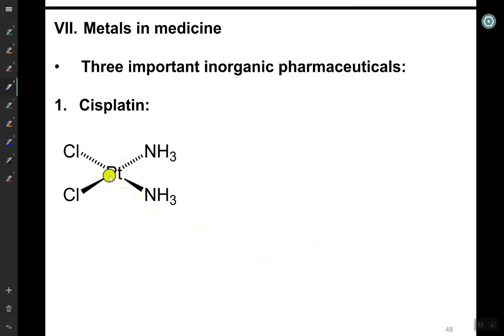It's got a platinum atom that's bound to 2 ammonia molecules and 2 chlorine atoms. And this is called cis because these groups are cis to one another. You can actually have the trans isomer, right, where the chlorine is over here and then nitrogen is over here, so they're trans to each other. But cisplatinum, in this stereoisomer, is the one that's biologically active. And what's important about this molecule is that it's a very commonly prescribed anti-cancer drug.